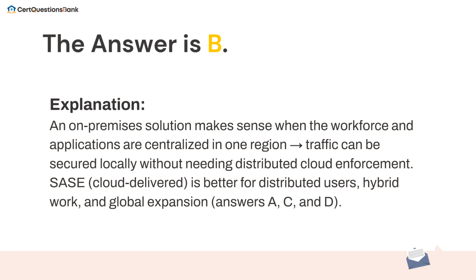The answer is B. An on-premises solution makes sense when the workforce and applications are centralized in one region. Traffic can be secured locally without needing distributed cloud enforcement. SASE, cloud delivered, is better for distributed users, hybrid work, and global expansion. Answers A, C, and D.